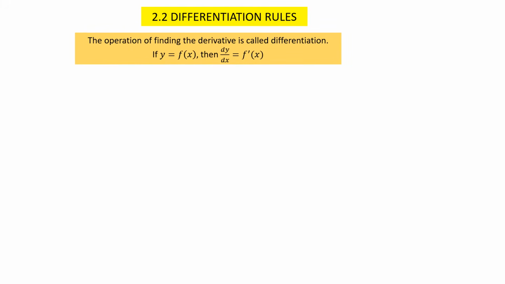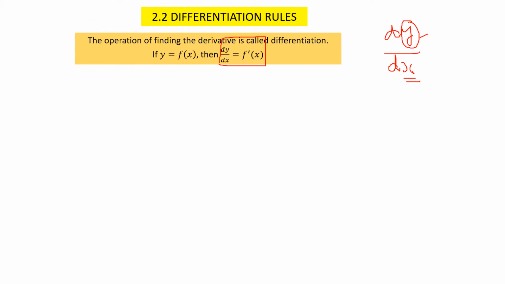In this video, we are going to talk about the differentiation rules or derivative rules. What is a derivative? The operation of finding the derivative is called differentiation. We can denote the derivative of a function as dy by dx equal to f dash of x. The meaning of dy by dx is the derivative of the function y with respect to the variable x.